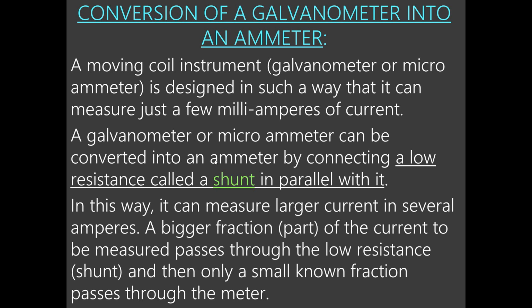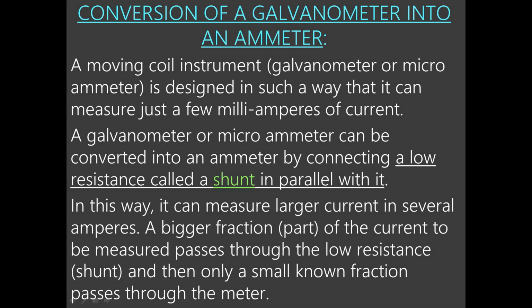In this way, it can measure larger currents. The modified galvanometer, which now becomes an ammeter when it is in parallel with a shunt, can measure larger currents in several amperes. Now, I want you to mark this: a bigger fraction of the current to be measured passes through the low resistance, which we call the shunt, and only a small known fraction passes through the meter or the galvanometer.